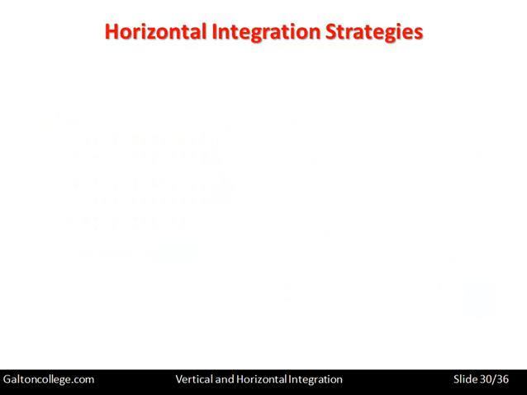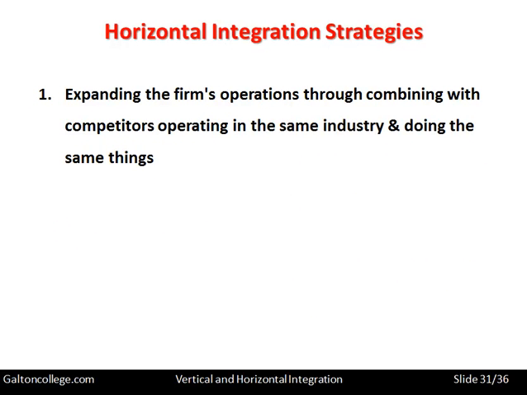Now, horizontal integration strategies. Well, expanding the firm's operation through combining with competitors operating in the same industry and doing the same things. This is horizontal. It looks at who its competitors are and tries to do deals with them, to share transportation, to share warehousing, to share bulk buying, so it can get discounts off the suppliers. So it shares the buying with some of its competitors. It may not sound very logical, but it is, because it's reducing costs, and it's in both their interest. So horizontal integration is a possible strategy for growth.